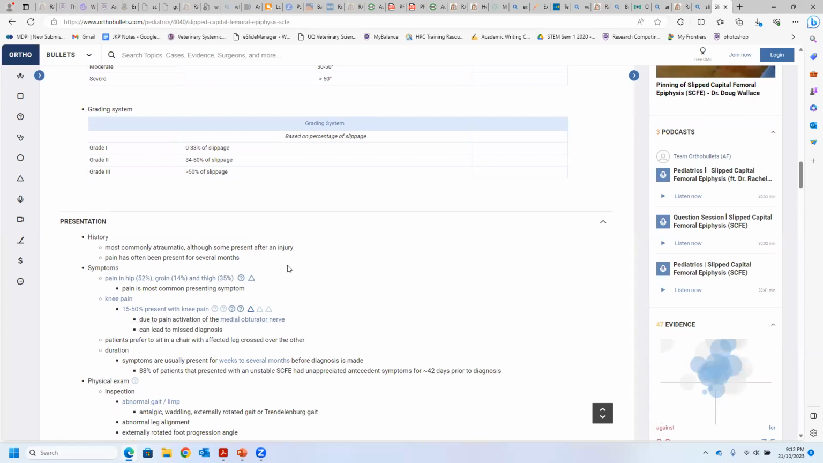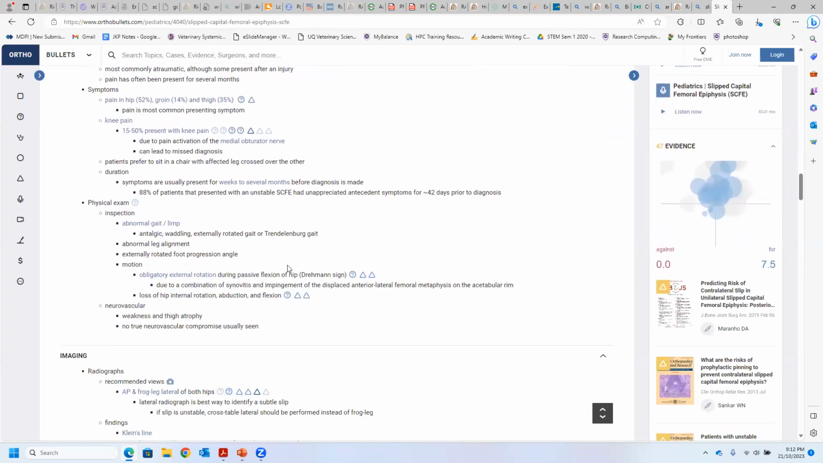Presents with hip pain, groin pain, thigh pain, knee pain. On physical examination they will have an abnormal antalgic gait, abnormal leg alignment, and externally rotated foot. Just give me a minute, guys. All right. So they will have an abnormal gait and abnormal leg alignment. External rotation of the foot, sometimes like that in the femur fracture. And neurovascular findings sometimes will be there if a patient is coming with a chronic slipped capital femoral epiphysis.